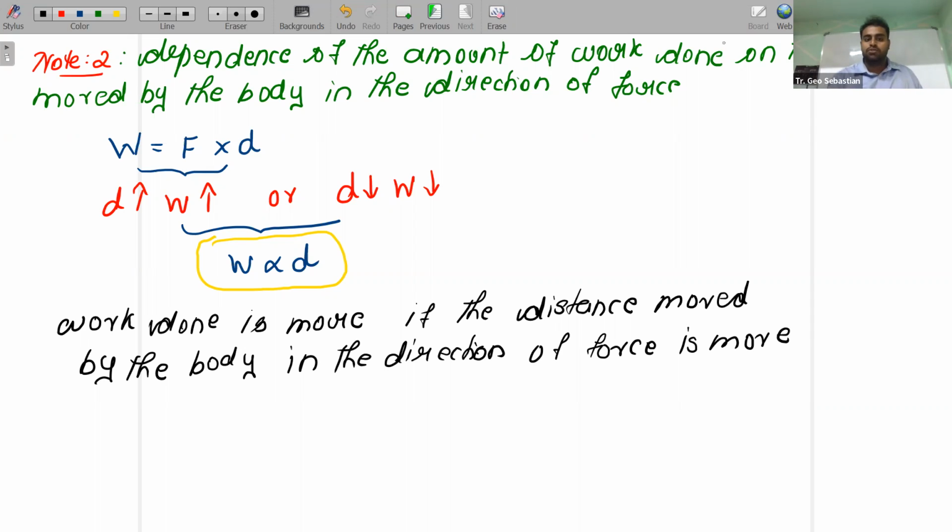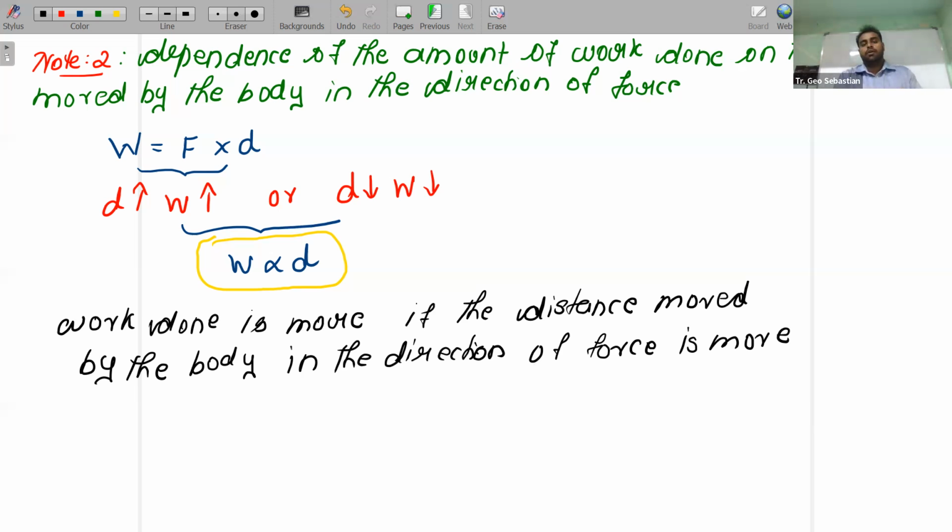Got it? So from this, we understood the equation. Work done is directly proportional to the distance. So work done is more if the distance moved by the body in the direction of force is more. Any doubts? Okay.